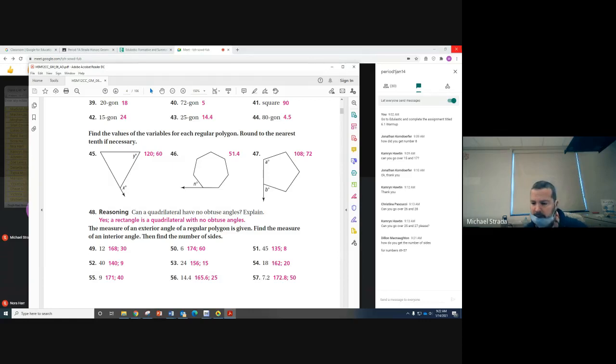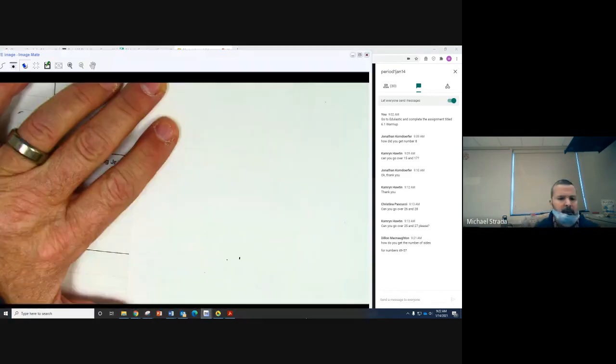Okay, so the number of sides in 49 to 57. The measure of an exterior angle of a regular polygon is given. Find the measure of an interior angle, then find the number of sides. Okay, so you're good with finding the interior angle measure because they're supplementary. If that's the exterior angle, let's just get, all right.